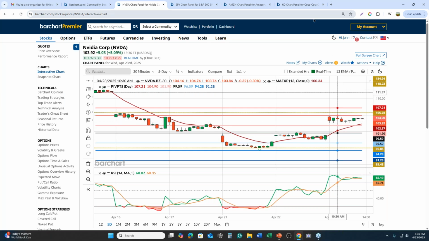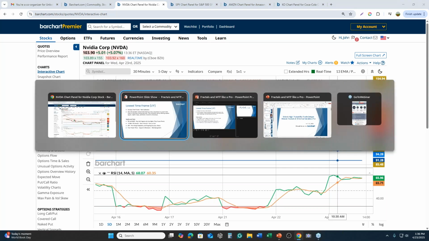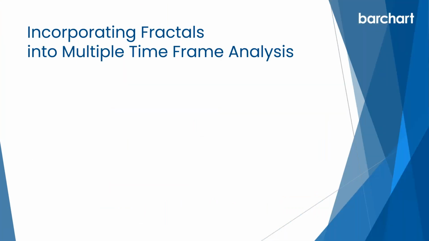So let's go back to our slides for a moment. All right, so now we've looked at this concept of drilling down from higher to lower, and we looked at some different tools we can use to help us define trend and potential opportunities. But there's one other thing that we can start to think about, and that is called fractals. And this is where we're going to incorporate fractals into our multiple time frame analysis.